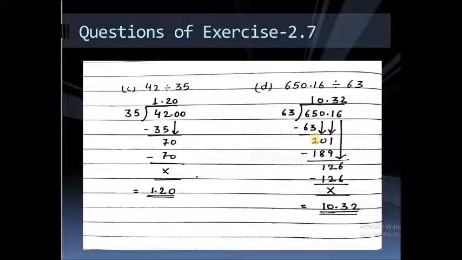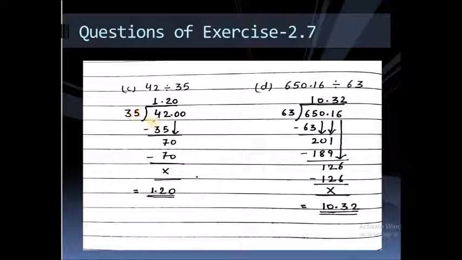Okay, let's move on to part C. In part C, you have to divide 42 with 35. You can see both of them are whole numbers here. So you will put this 42 inside this, and you can write this whole number as 42.00 because when a decimal is not present, it is at the end of the digits. So you can write it this way.